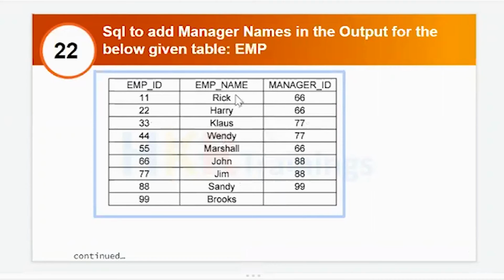Similarly, who is the manager of Rick? Rick's manager ID is 66. And if I look at 66 in the employee ID, 66 is John. So I can say that Rick's manager is John. Correct? So we know how to do it manually. But how do we write an SQL query? Because there can be lakhs of records.